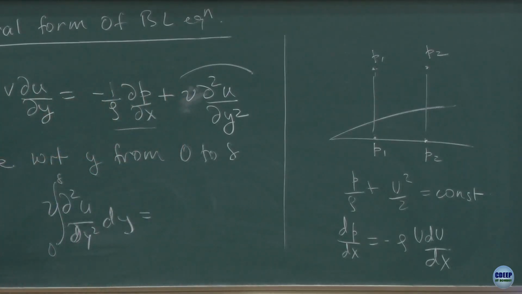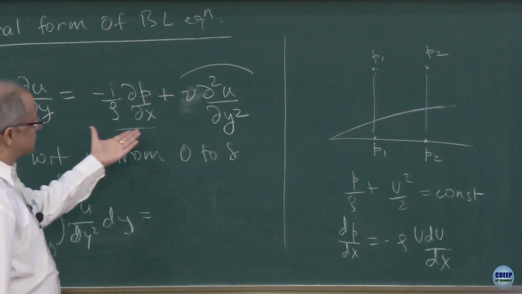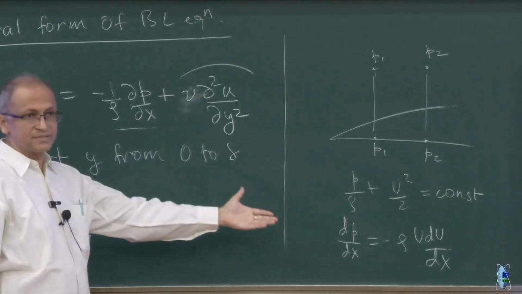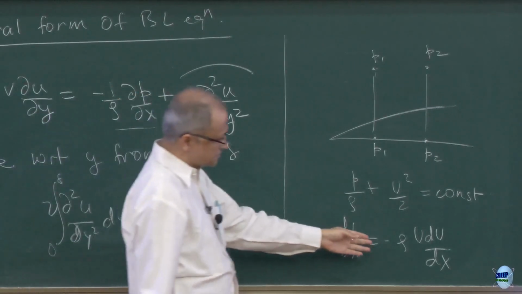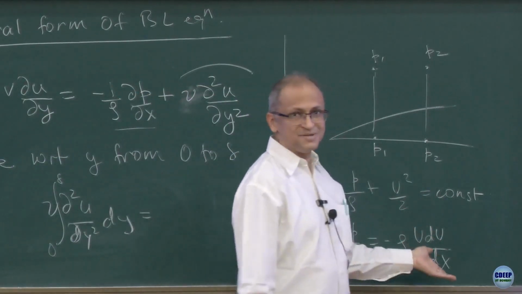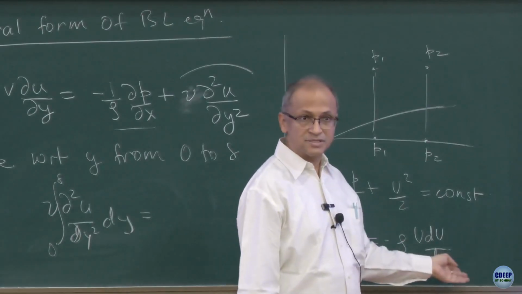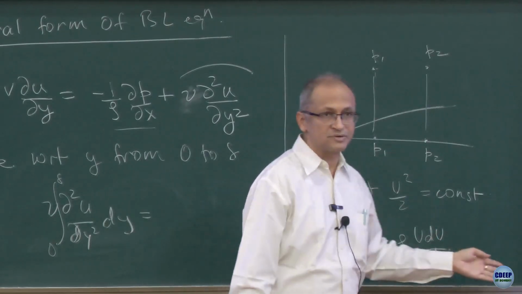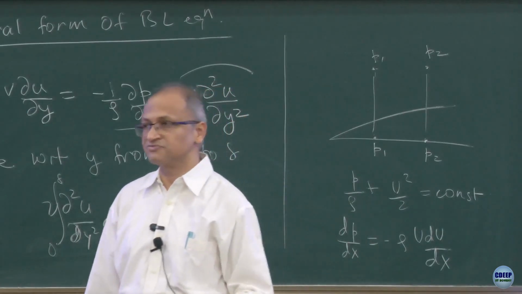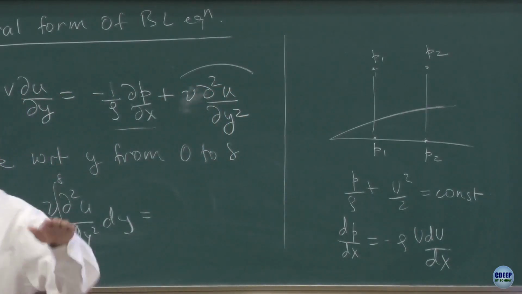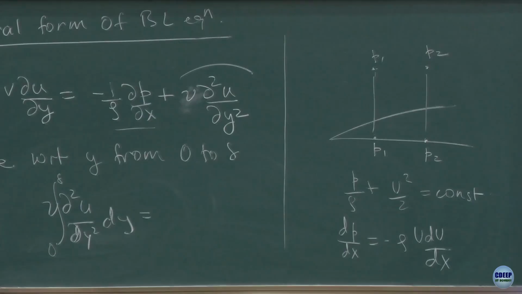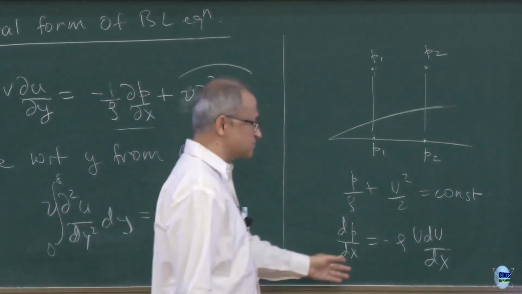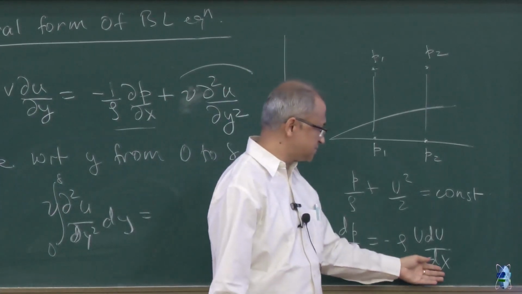Okay, and this is what we can substitute in here, and we simply get u du/dx. So till now we have been saying that u is a constant, but in this case, when we are looking at a pressure gradient, we are saying that u is a function of x. The free stream velocity itself is a function of x.